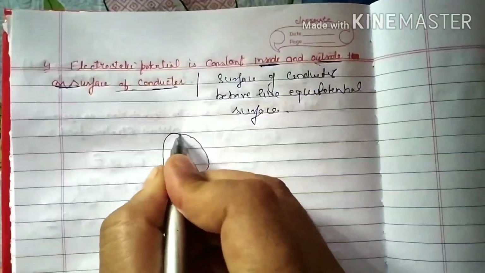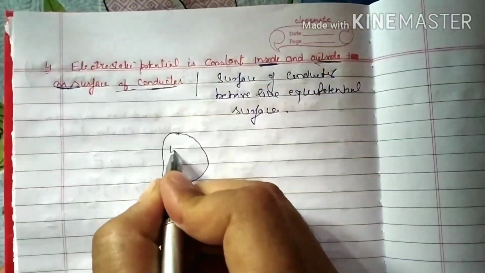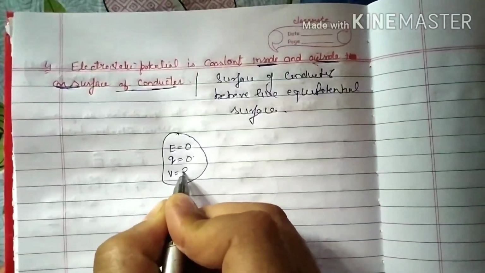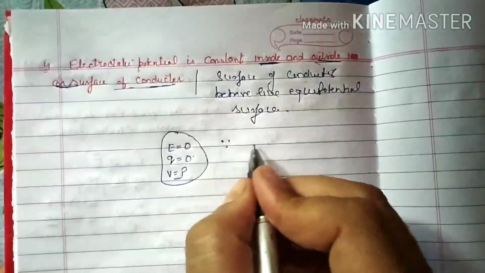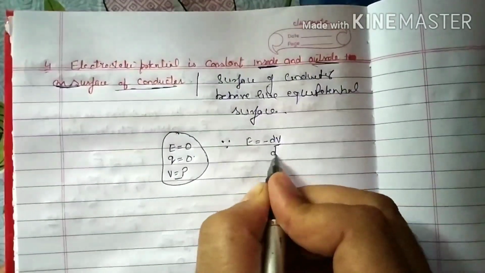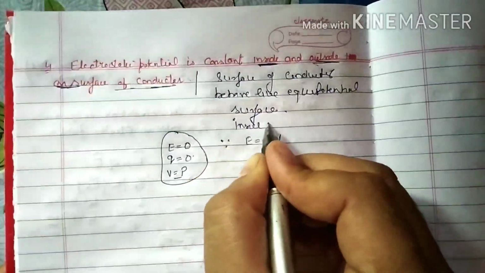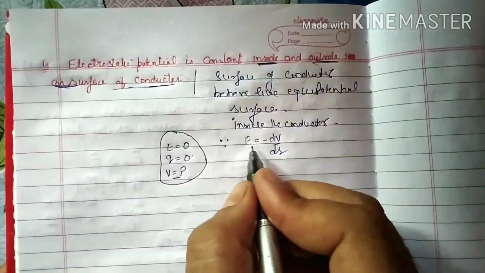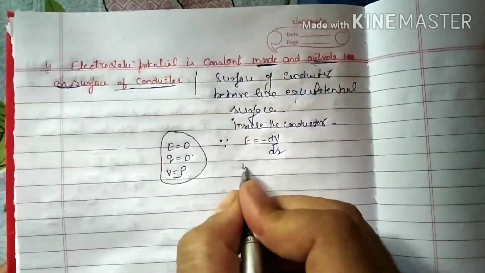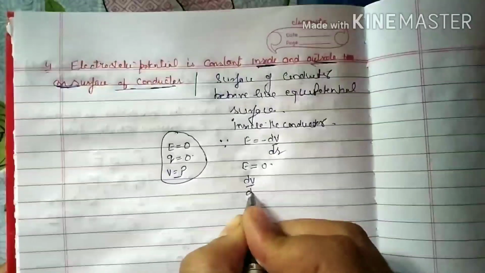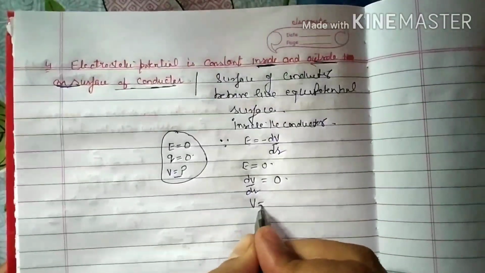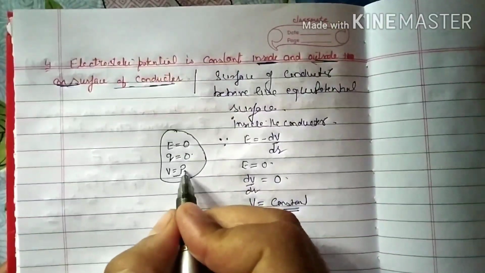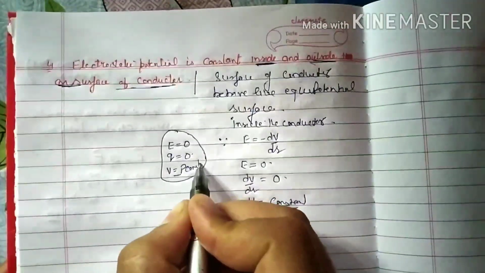So suppose here we have a conductor, and you know that inside the conductor the net electric field is 0, and charge also is equal to 0. Now we have to prove this about the electrostatic potential. Because we know that E is equal to minus dV upon dr, we are going to prove it inside the conductor. Because inside the conductor the electric field is 0, we can write dV upon dr is equal to 0. The derivative of a constant quantity is 0, so inside, the potential remains constant.